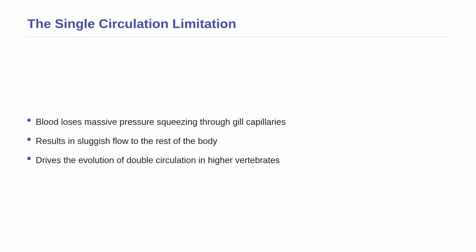sluggish. This severe pressure drop is exactly why higher vertebrates, like mammals and birds, evolved a double circulation system. They developed a completely separate pump for the lungs and the body to maintain high pressure.